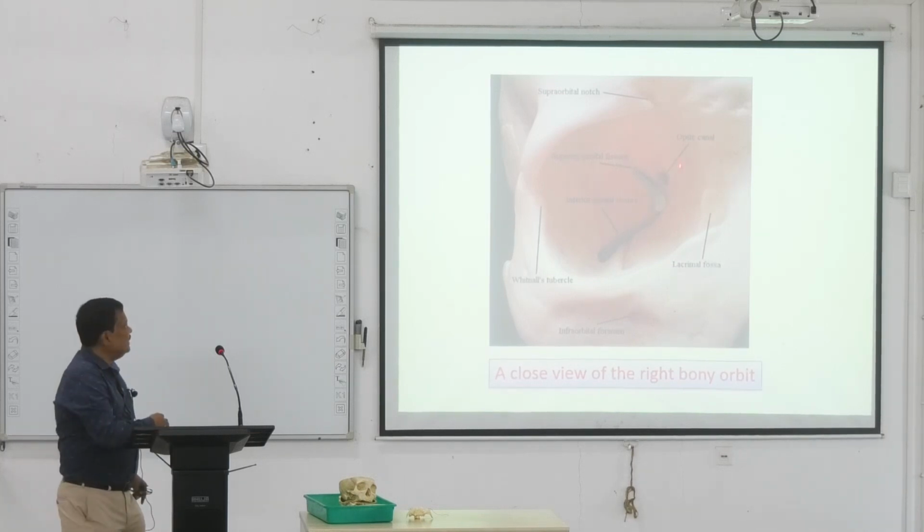This is the optic canal, this is the superior orbital fissure, this is the inferior orbital fissure. Look carefully. The superior orbital fissure is situated within the sphenoid bone, and the inferior orbital fissure is situated partly in the maxillary bone also. So superior and inferior.